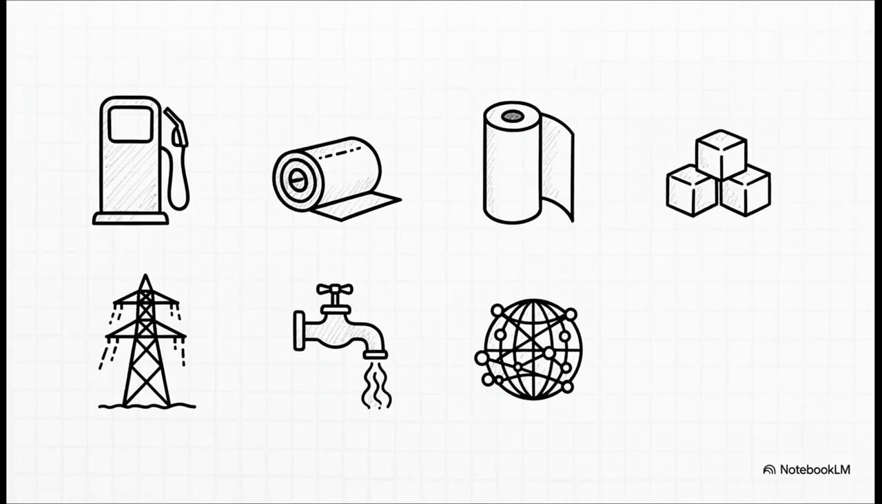Think about basic commodities. Products like gasoline, steel, paper, and sugar all come from these massive continuous processes. And for services, your electricity and water from the utility company are delivered in a continuous flow. Hey, even the internet itself is a continuous service that's just always on.